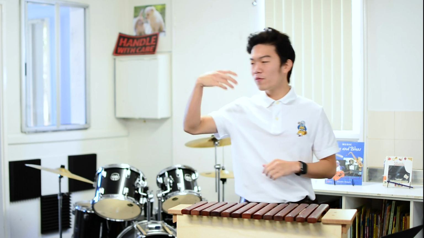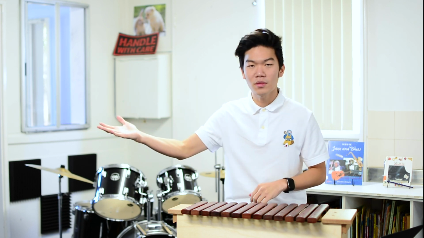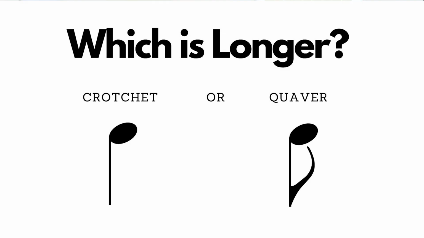Alright, so let's do a quick recap of what we've learnt. Crotchets and quavers. So first we've got the crotchet. The crotchet is one beat, and the quavers, they are half a beat. So, I've got two questions for you now. First, which is longer, the crotchet or the quaver? That's right, it's the crotchet. The crotchet has one count, and the quaver has half count.